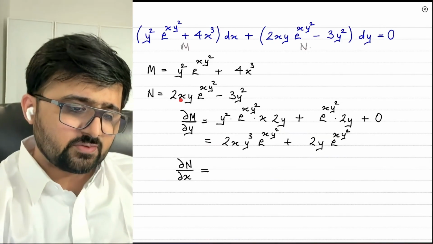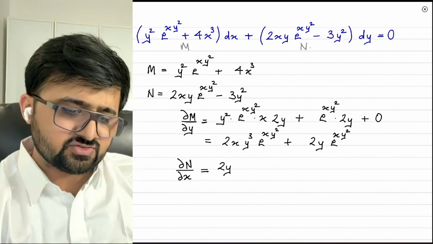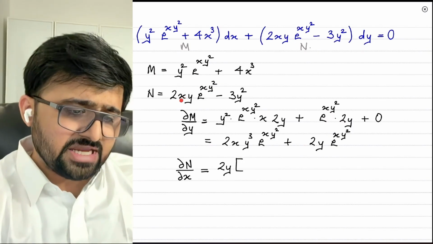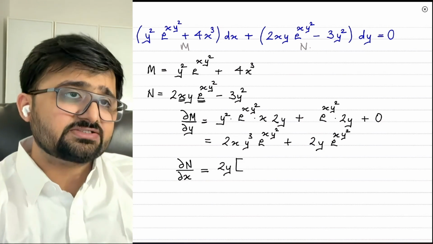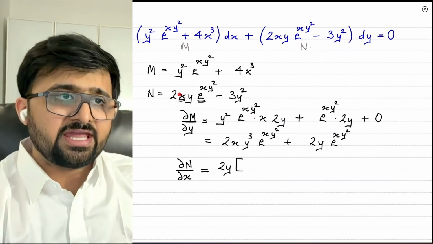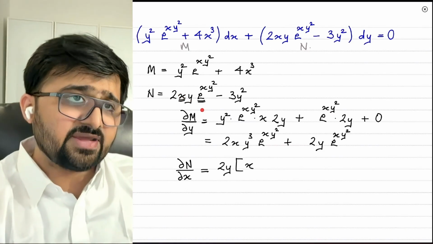Now with respect to x, y is constant. So this 2y is constant, so we can write it the way it is, 2y. Let's put a bracket, and we have x times e raised to xy². So we'll again use the product rule, or UV rule, on x and e^(xy²). First we'll keep x the way it is.